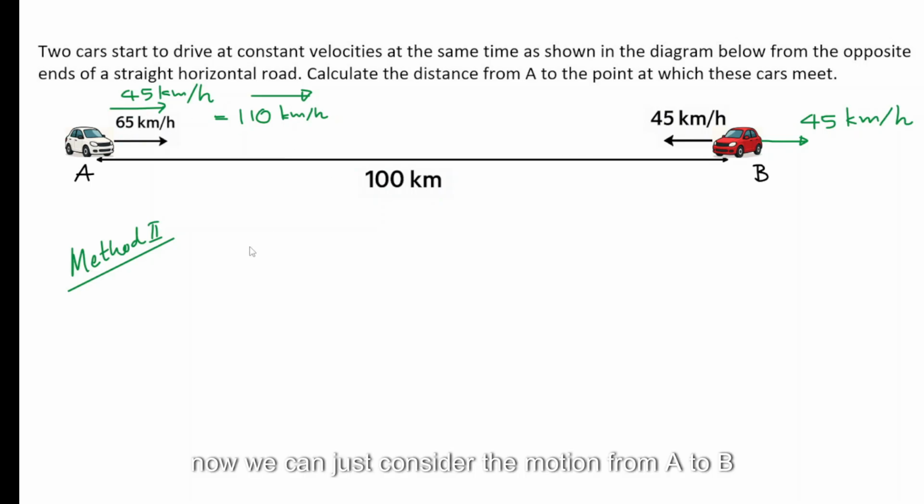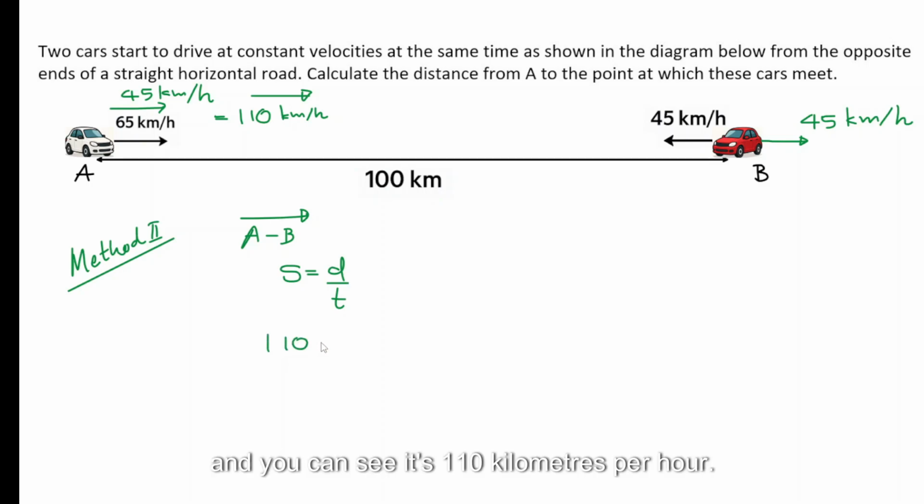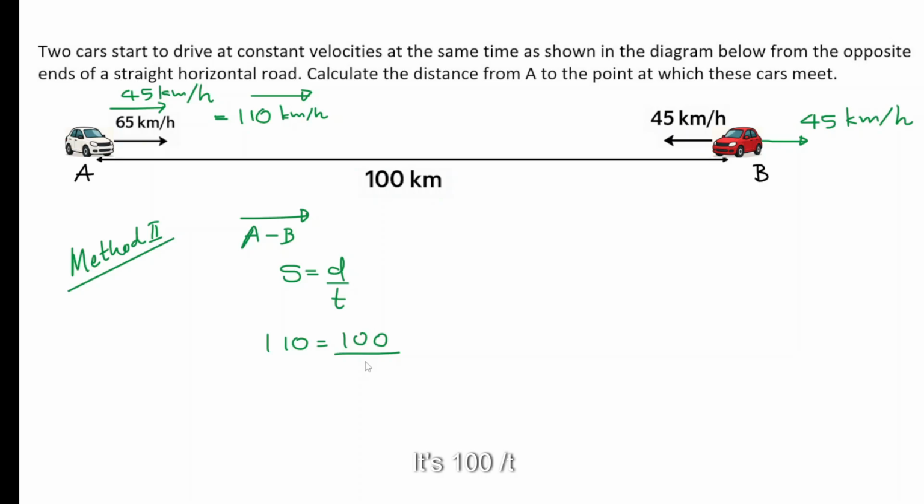So now we can just consider the motion from A to B. To the right, speed equals distance over time. And you can see it's 110 kilometers per hour. It's 100 divided by T. So we can clearly see the time taken is 100 over 110. Let's call it 10 over 11 hours.